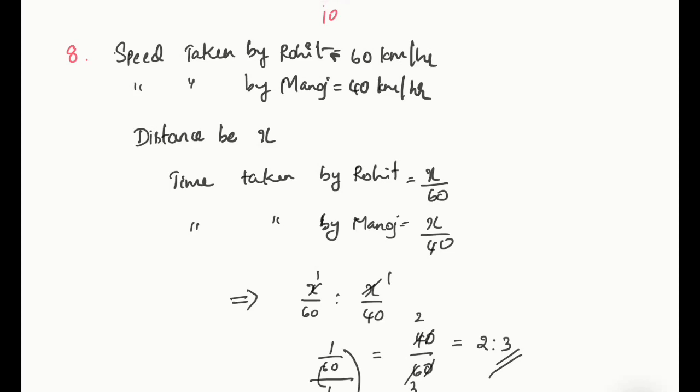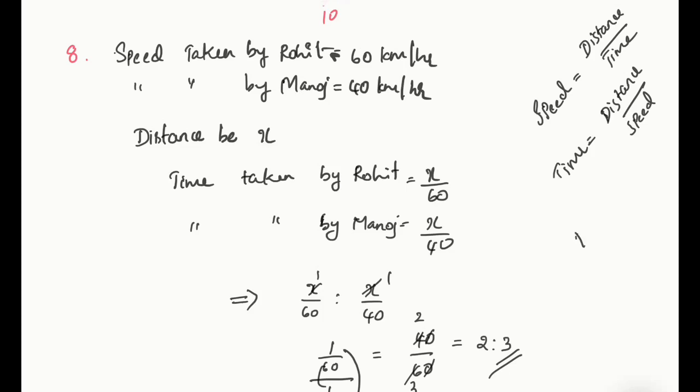So in order to find the time, we have a formula. How to find the speed? Speed is equal to distance by time. We are using this formula. Time is equal to distance by speed. Distance is equal to speed into time. So this formula we are using in order to find the time taken by each of them.